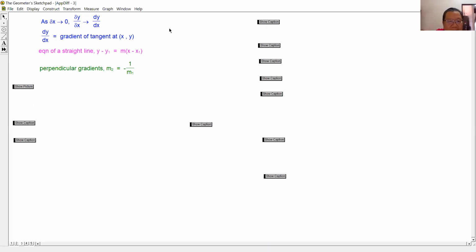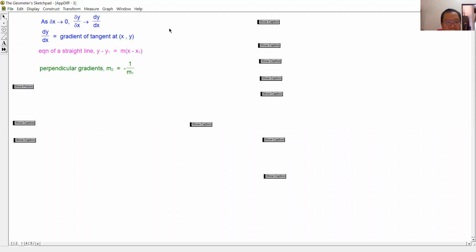The second one, the purple color, you must know the formula for the equation of the straight line: y minus y1 equals m(x minus x1). And the last one, the green words.